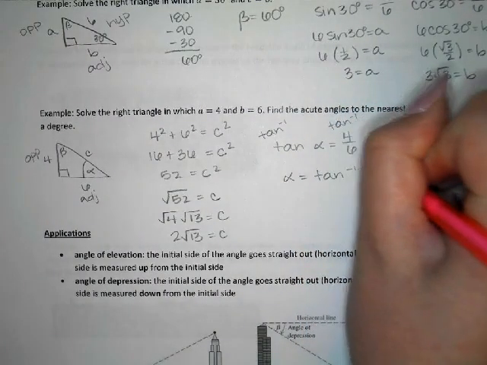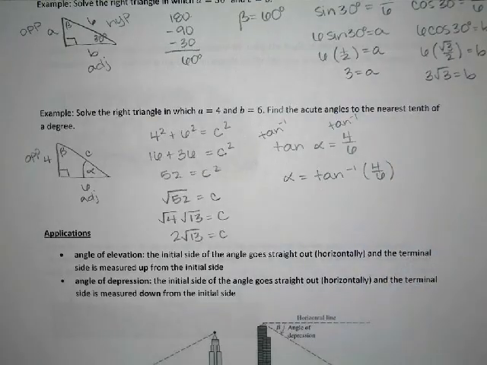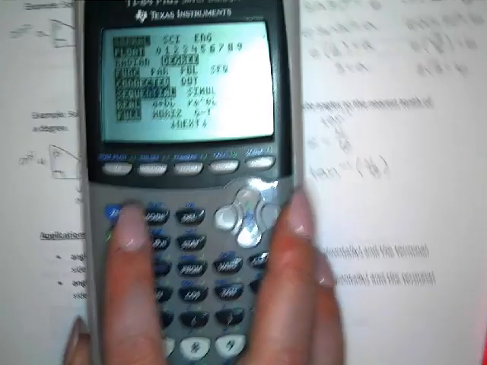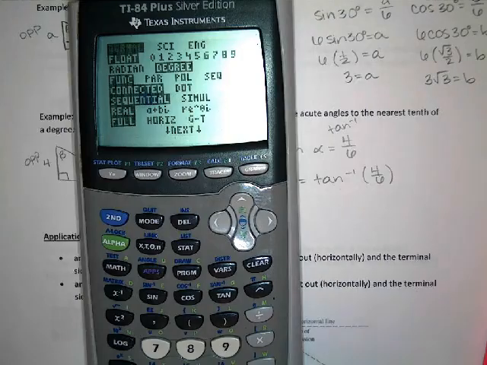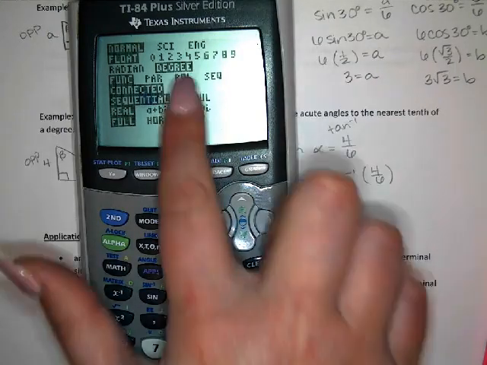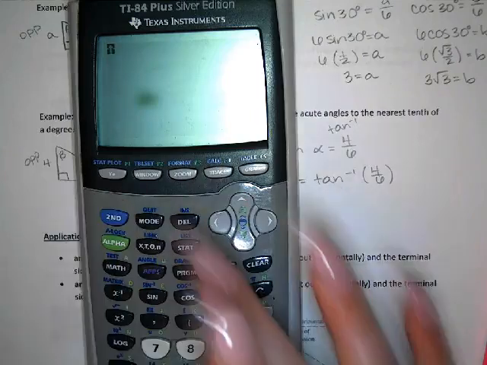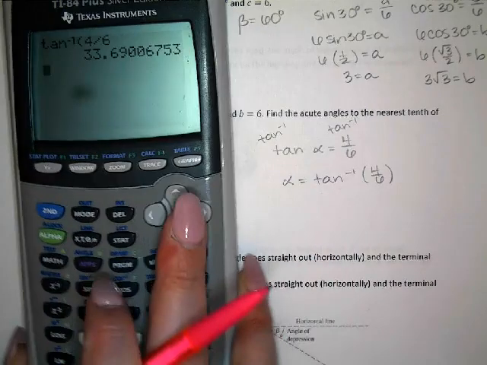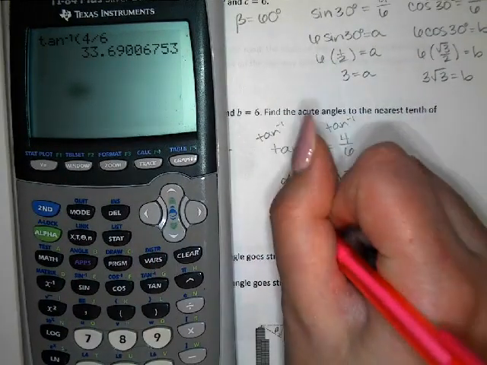And I'm going to make sure when I type that into my calculator that I put my calculator into degrees. The reason that I know that I'm in degrees is because when we talk about triangles, we talk about triangles having 180 degrees, not 2 pi radians or pi radians or whatever. So my calculator is in degrees, so now I can do second tan, 4 divided by 6. The instructions said to write the angle to the nearest tenth of a degree. That's 1 decimal place. So this is 33.7 degrees.